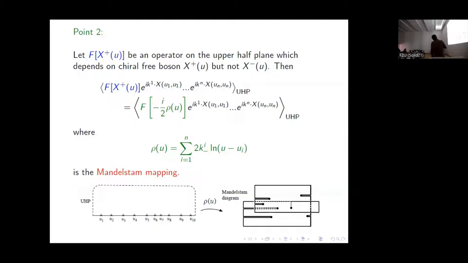where rho of u is the Mandelstam mapping. Okay. The Mandelstam mapping is the conformal transformation which maps the upper half plane with punctures at certain points into a Mandelstam diagram. Okay. So this Mandelstam mapping is defined according to the momenta of the vertex operators at the punctures.